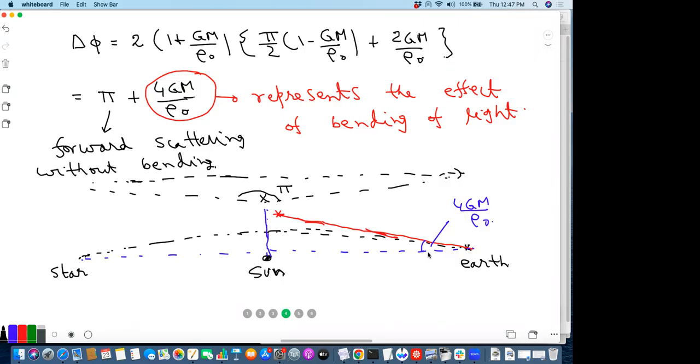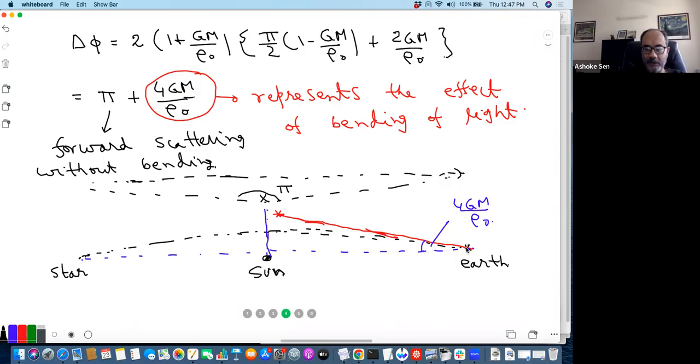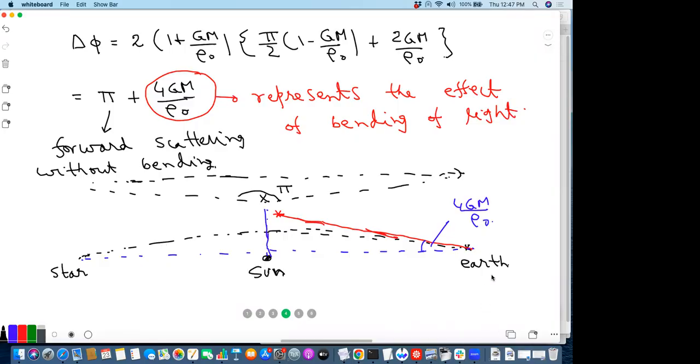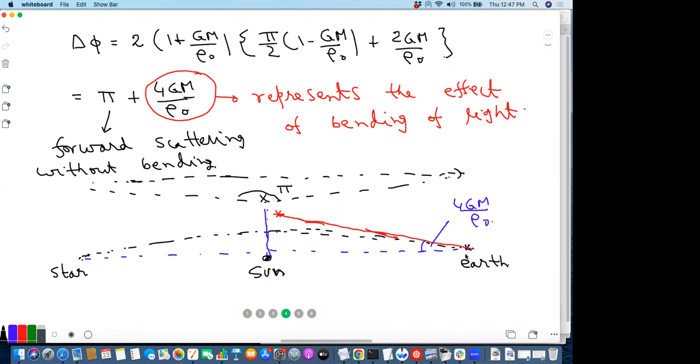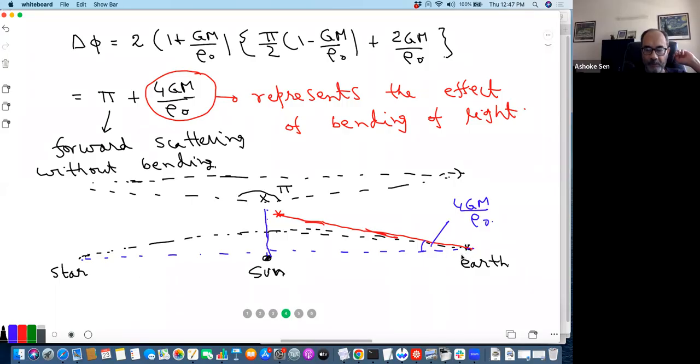So I think the confusion is that we are thinking of this being a finite position, but these distances are really large. If you think of this as parallel rays coming, the position of the Earth really doesn't make a difference. No, the thing is, when the light ray left the star, it would have gone in a straight line and come to us.